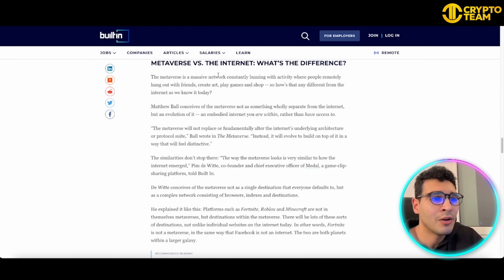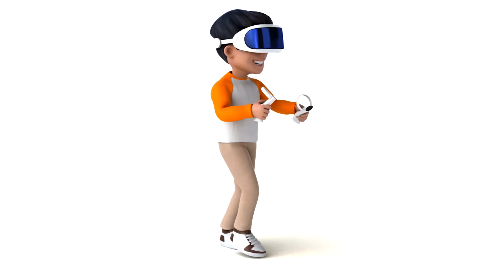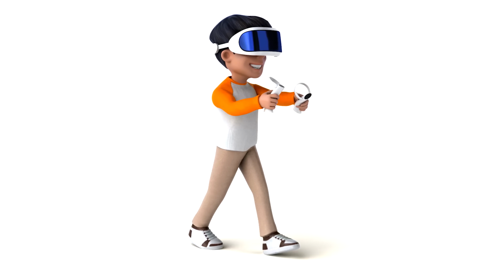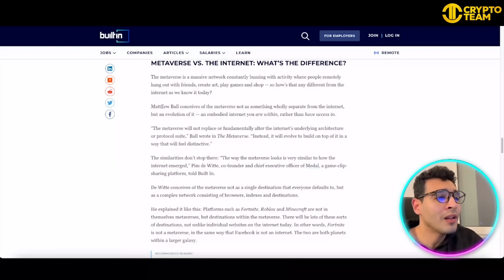What's the major difference between the metaverse and the internet? The metaverse is a massive network constantly buzzing with activity where people remotely hang out with friends, create art, play games, and so on, and you've got the concept now. While the internet is more or less just the foundation for everything we're experiencing.